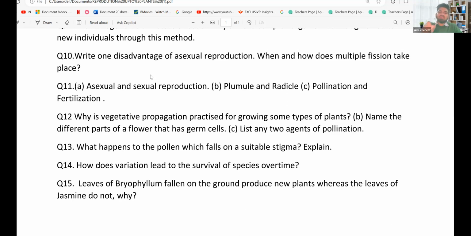Bryophyllums have notches, which when buried under the soil give adventitious roots, which can give rise to new plants. But jasmine leaves do not have such notches, or we can say that not every part of every plant is vegetatively active. The leaves of bryophyllum are vegetatively active, they can give rise to new plants, whereas jasmine's leaf is not vegetatively active, it cannot give new plants. Jasmine's leaves don't have notches, while bryophyllum leaves have notches, which when buried under soil can give rise to new plants. You understood?